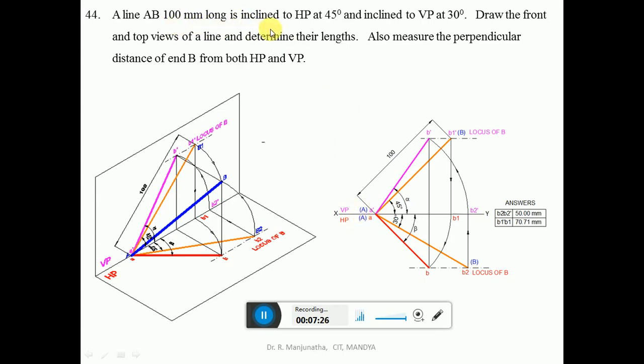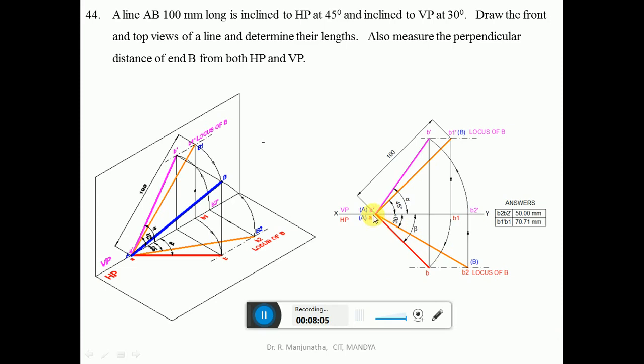Since the true length of the line is inclined at 45 degrees to HP, the inclination of 45 degrees with respect to HP is seen in the vertical plane. So by using the protractor, you measure an angle of 45 degrees with respect to the XY line in the front view and then draw a line which is inclined to HP. Similarly, the true length of the line is inclined to VP at 30 degrees. The inclination with respect to VP is seen in the top view, which is below the XY line. From this point A, you measure an angle of 30 degrees and draw an inclined line.